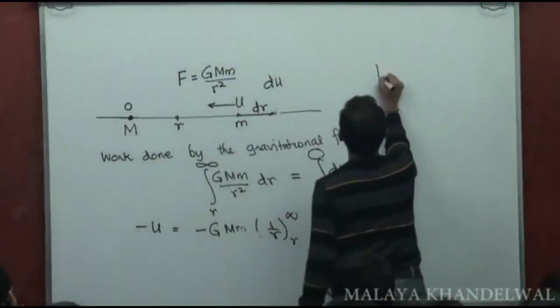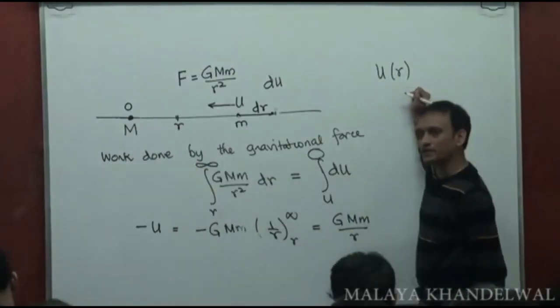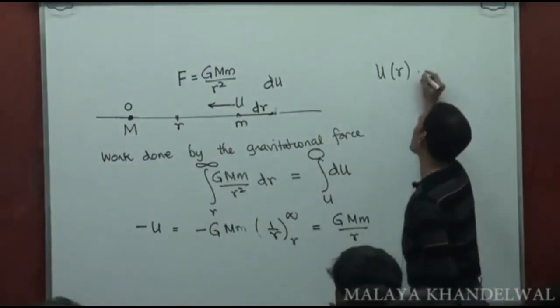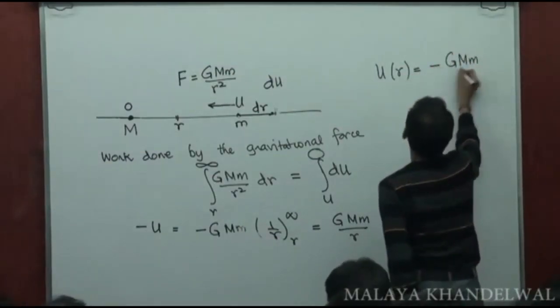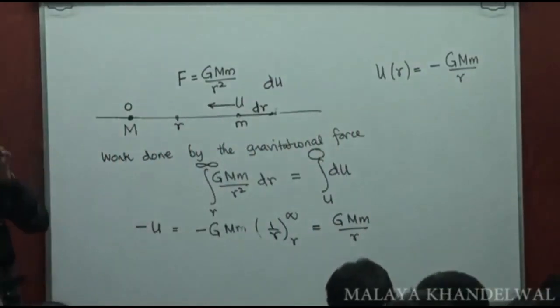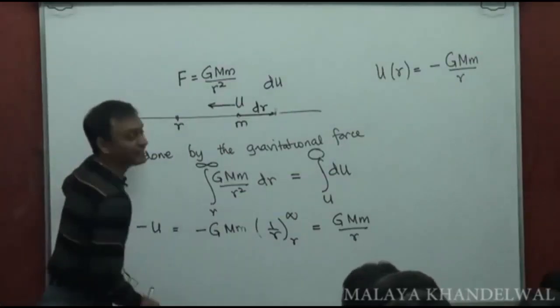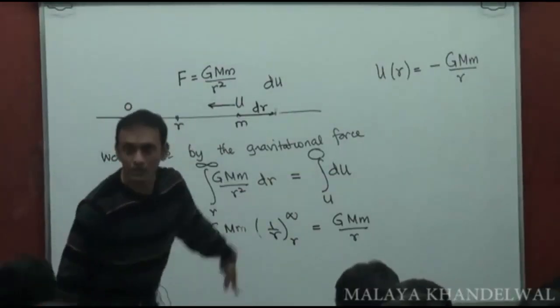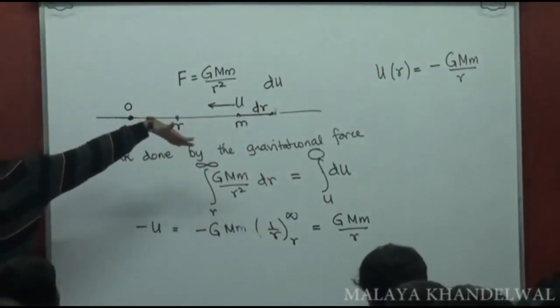The potential energy of this particle at a distance r from capital M is minus GMm by r. This is the potential energy of the particle of mass m at a distance small r from a gravitating mass capital M. Are you okay with this?